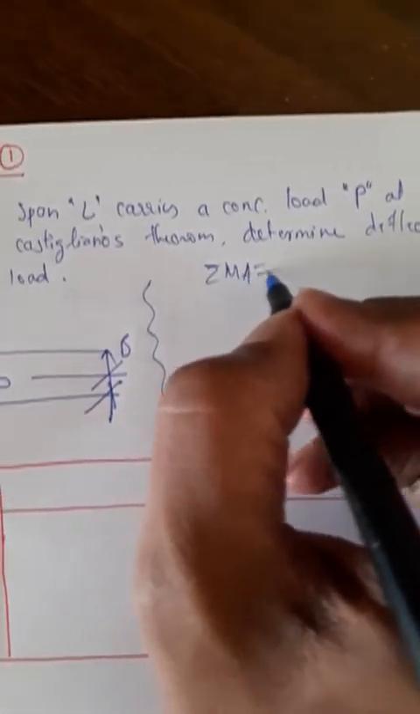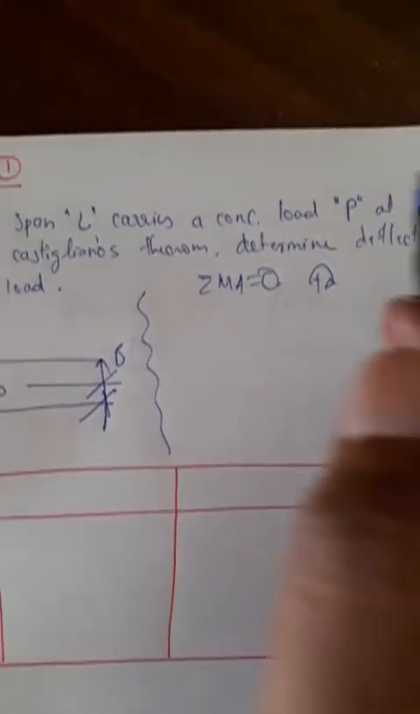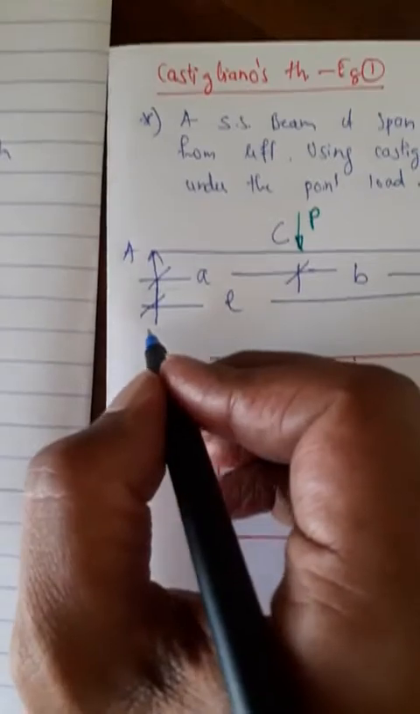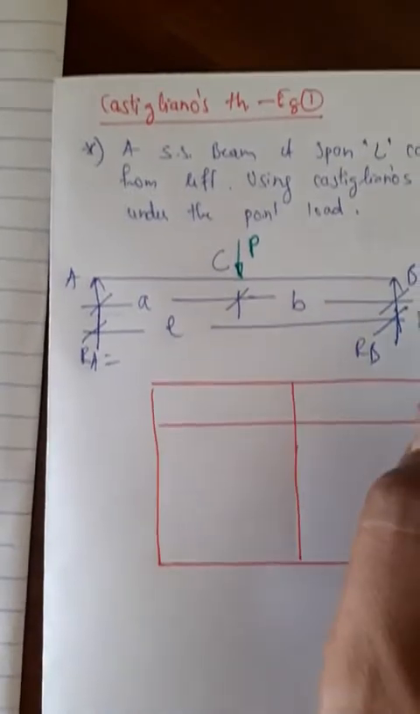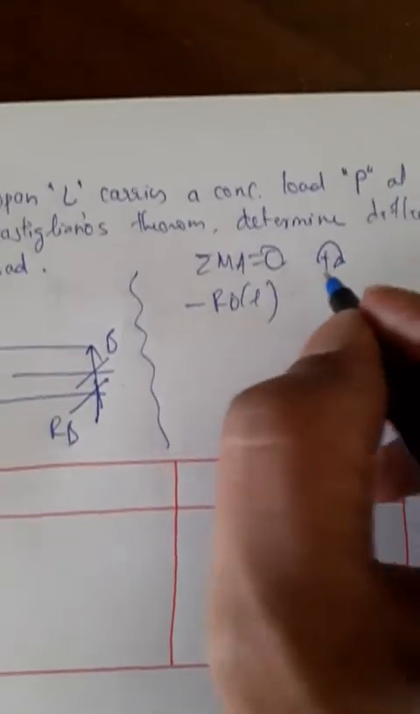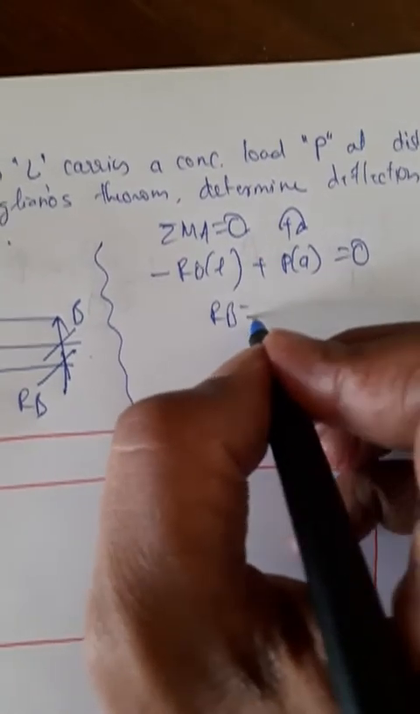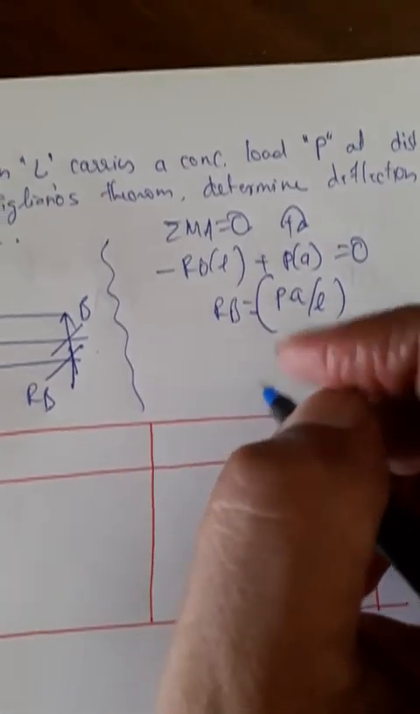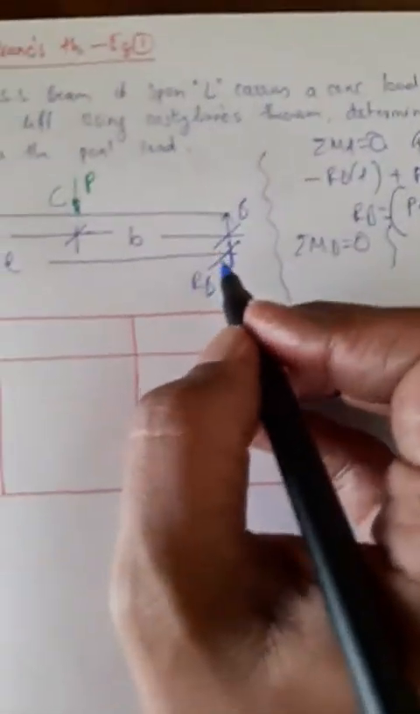Summation of moments about A is equal to 0. Clockwise forces are positive. So what I can write, minus RB into L. Let this be RA, this be RB. Minus RB into L plus P into A is equal to 0, or RB is equal to P into A by L. So similarly I can write summation of moments about B is equal to 0.